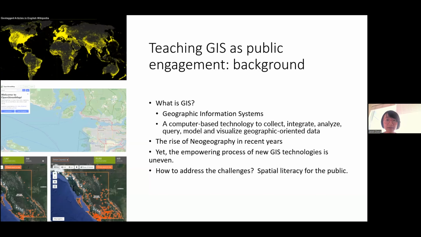Okay, so first thing first, what is GIS? It stands for Geographic Information Systems. Maybe you have never heard about it, but I'm sure you have encountered it in your daily life. So it is a computer-based technology to collect, integrate, analyze, query, model, and visualize geographic oriented data.